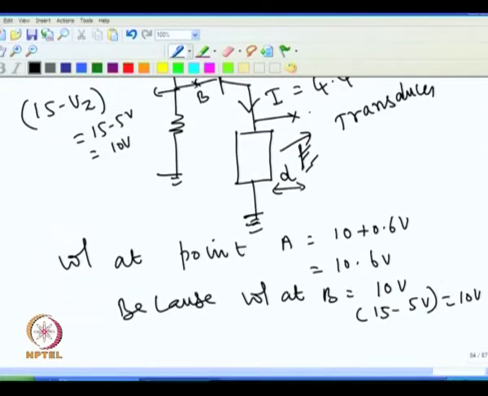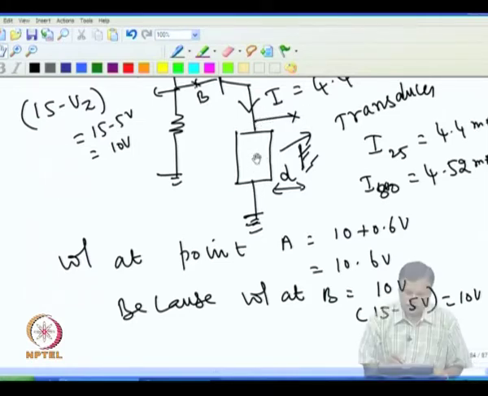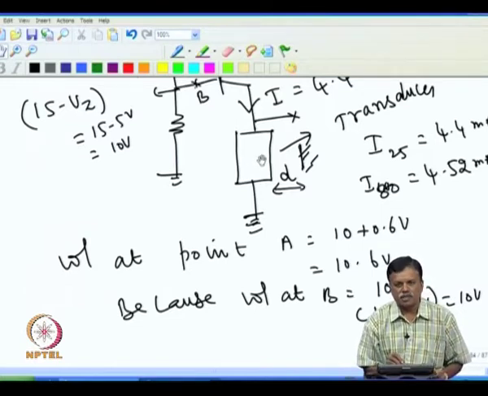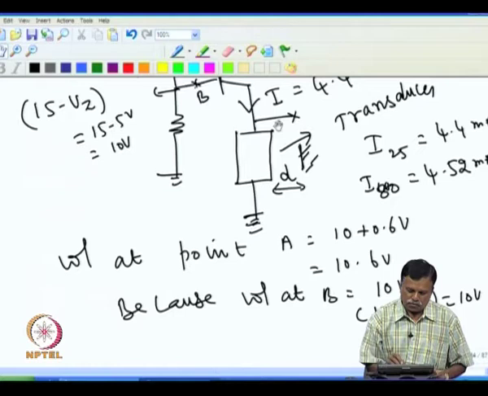So, current at 100 degree C became 4.52 milliampere. That means I at 25 degree was 4.4 milliampere, and I at 80 degree C is 4.52 milliampere. So, with temperature this current has increased effectively. If the current increases, then the voltage across this also will increase. In case this transducer has a negative temperature coefficient, for example, with the temperature the voltage at this point decreases, this increasing current will compensate.